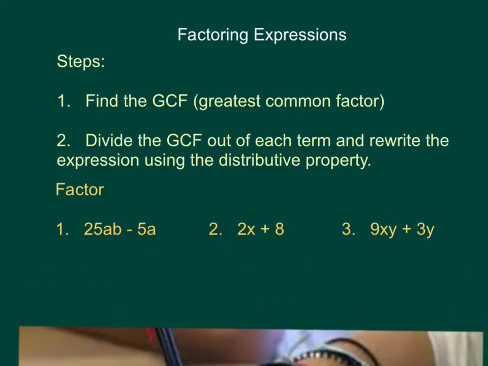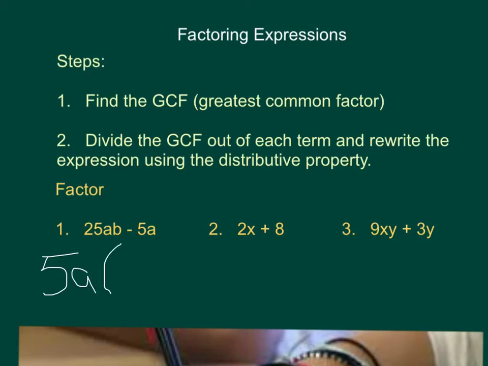Let's try factoring one problem together, and then I would like you to try the next two on your own. If we look, my terms are 25ab and negative 5a. The greatest common factor between 25 and 5 is 5, so I'm going to write the 5 down out front here. And then both terms also have an a, so I can factor out an a as well.